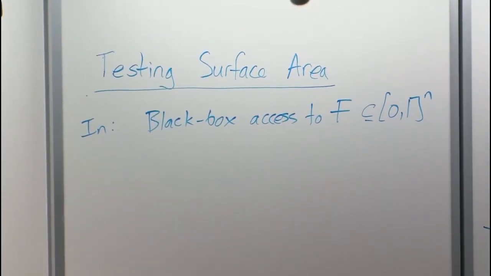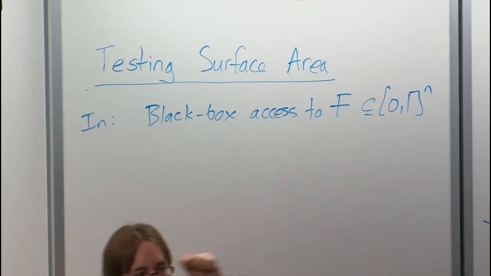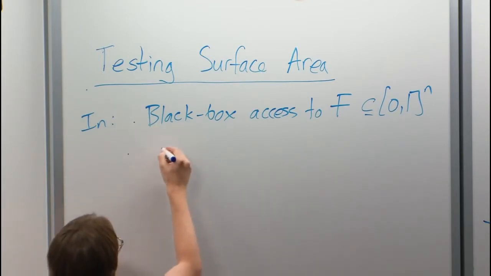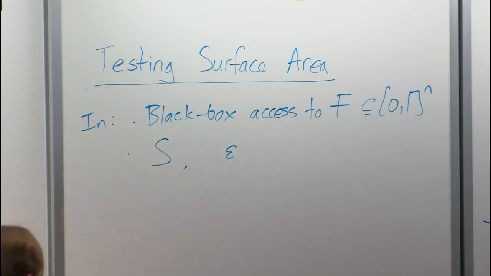There's an unknown set F that you're promised lies inside the unit cube, and you can query any point in the cube and find out whether or not it's in F. You're also given a target surface area S and some error parameter epsilon.